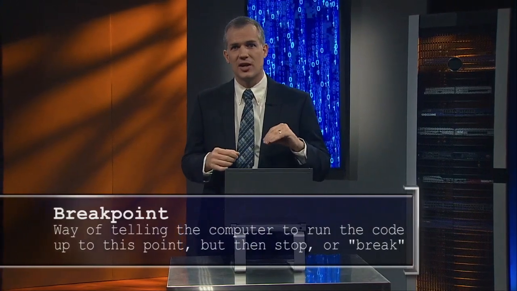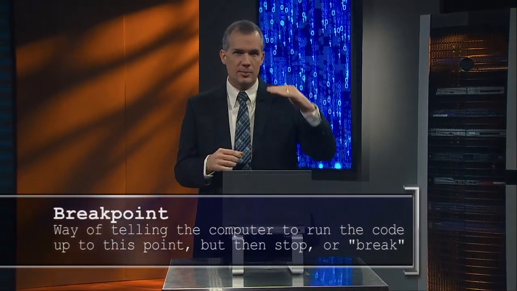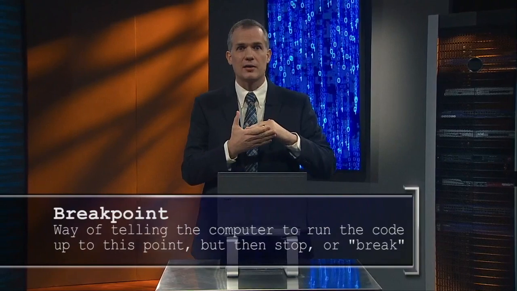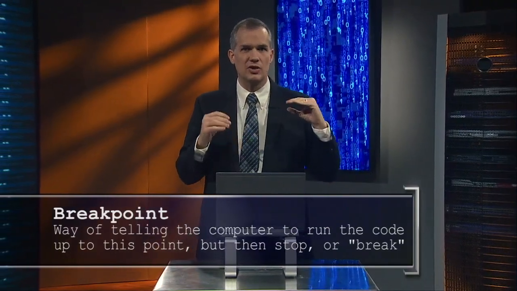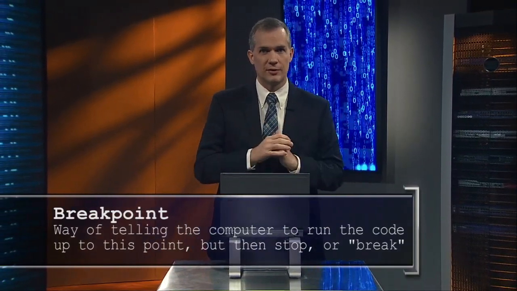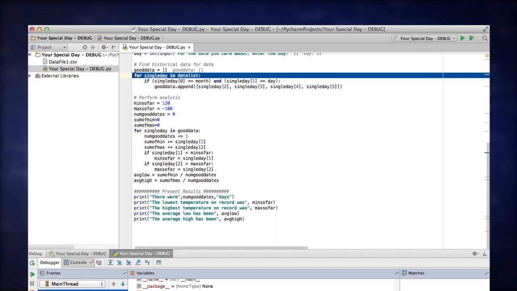Now, I want to show you another useful feature of debuggers, the breakpoint. A breakpoint is a way of telling the computer, run the code up to this point, but then stop or break. It's like we stop the program waiting on user input, though here the user isn't involved. We can set a breakpoint by clicking right before the line of code in the editor. Notice the red dot that appears? That indicates that there's a breakpoint at that line. Breakpoints are a great way to stop a program partway through and examine what values everything has.